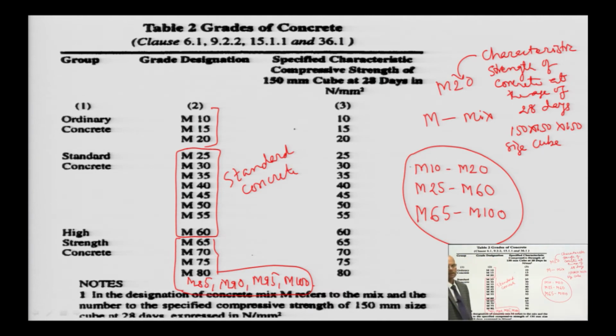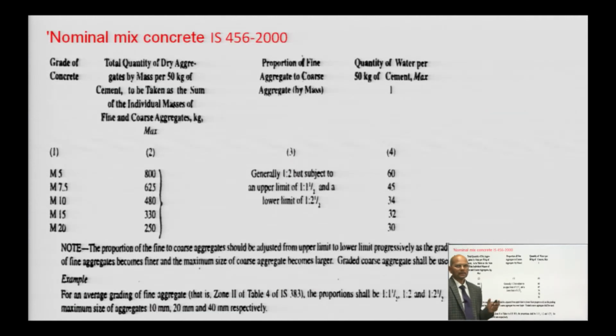Suppose you want to discuss nominal mix concrete. Nominal mix concrete can only be done up to this M20 grade, this category of concrete. If you see IS 456, they have given the provision of nominal mix concrete. Here this has to be done by weight, not by volume.